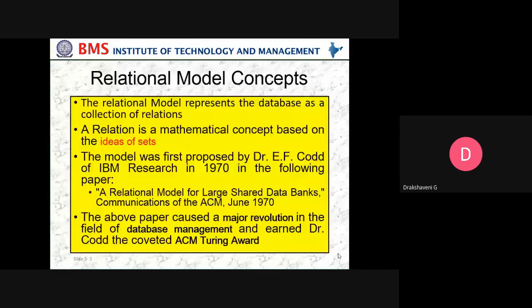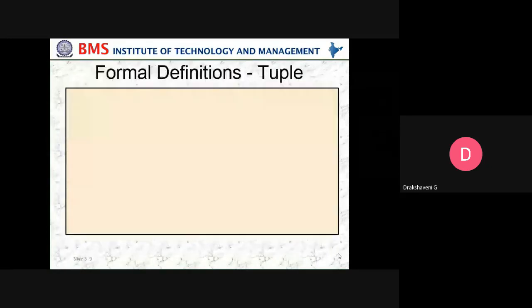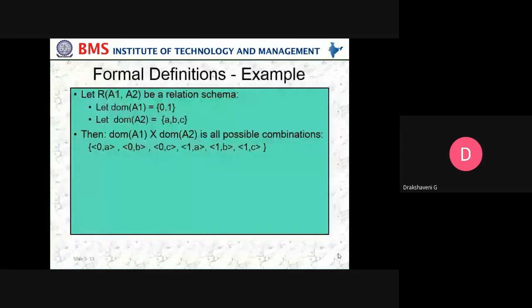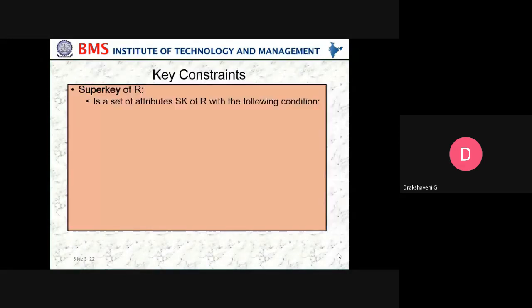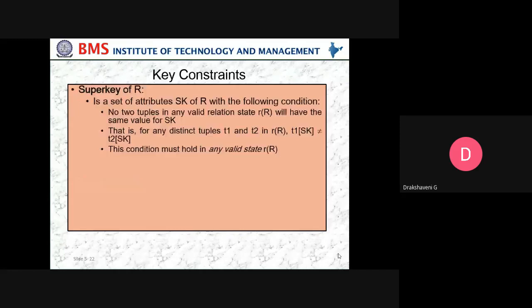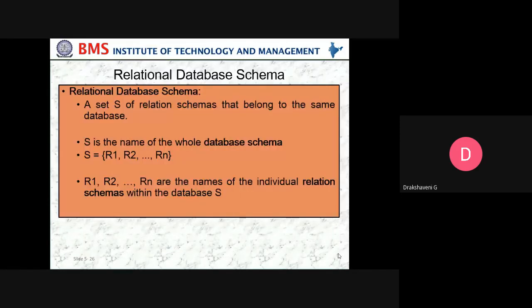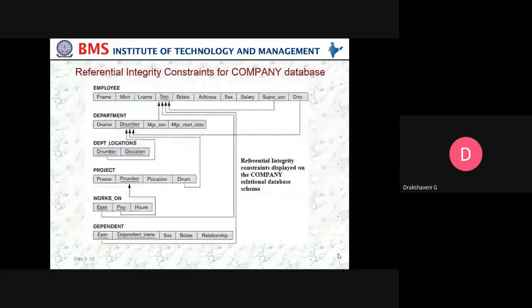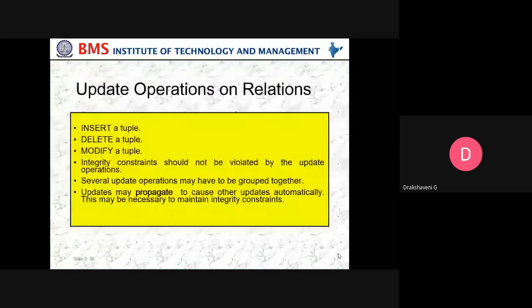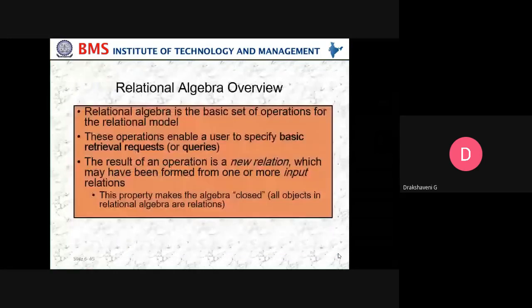Yeah, we have started with the revision of the second module. In the second module, we have relations, relation key constraints, entity integrity, and referential integrity. These things we have seen in the earlier classes. So now we move on further.